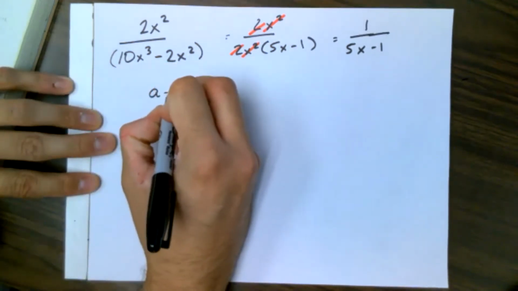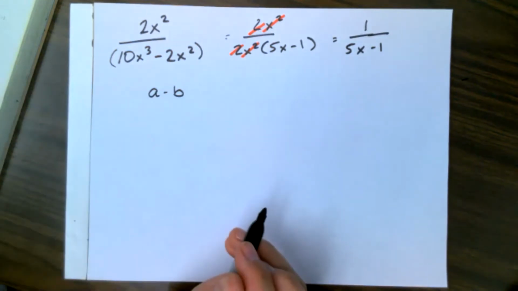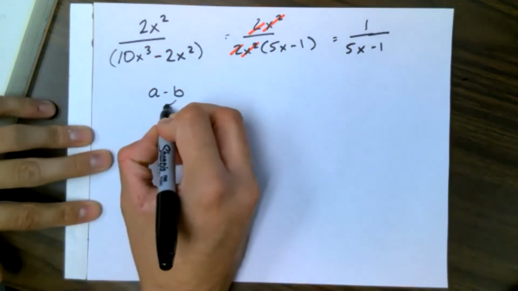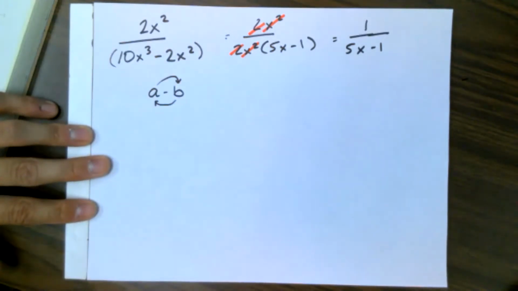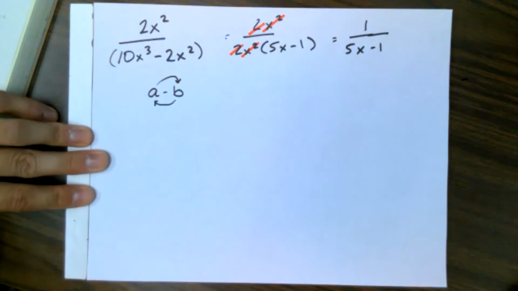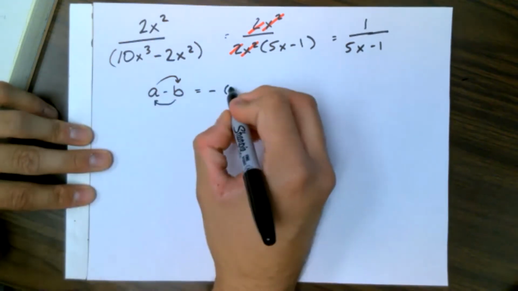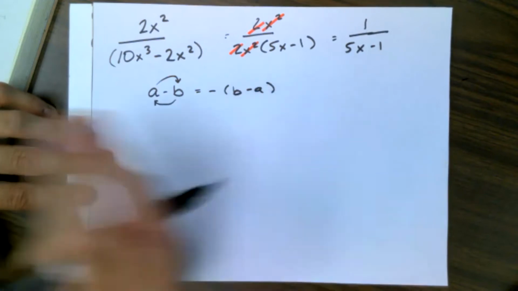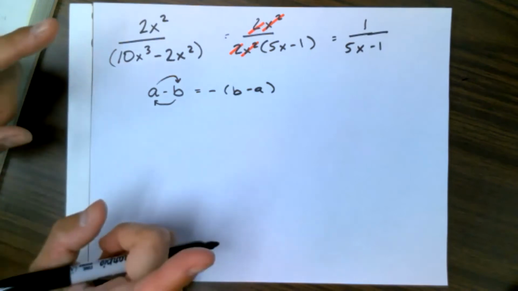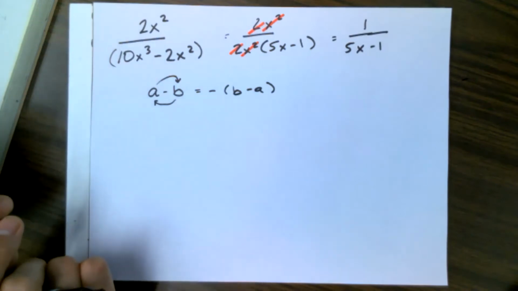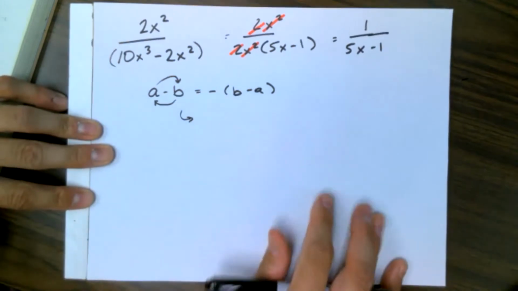If we have a minus b, and we need to flip it for some reason, if we need the b to be here and the a to be here, what you can do is factor out a negative. And when you do that, it flips this. Now, the reason behind that is because when you factor out a negative, all you're doing is changing the sign. So you can turn me off right now if you don't want to see the reason, but I feel like I have to show you.